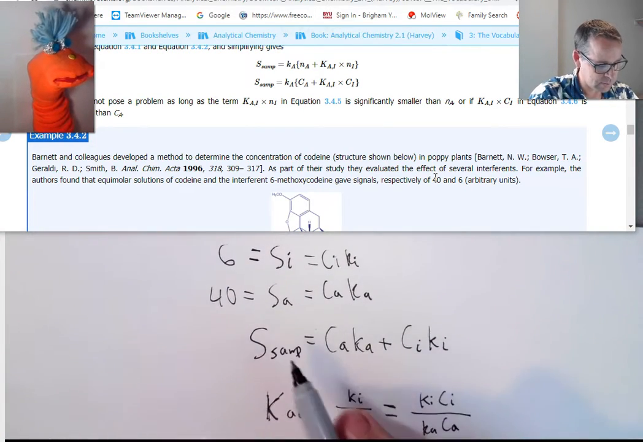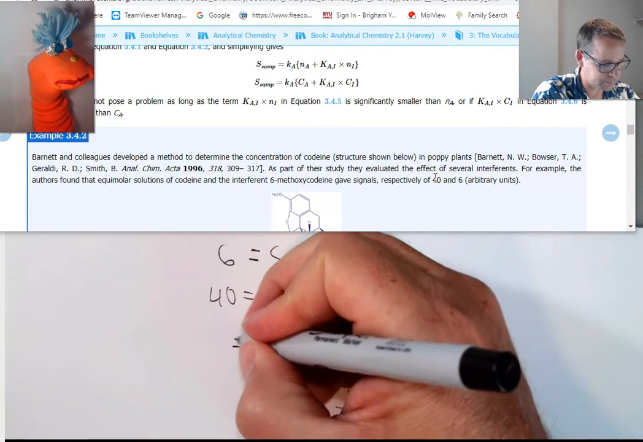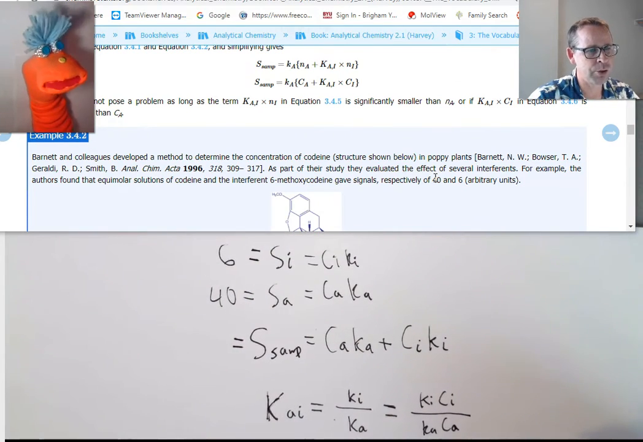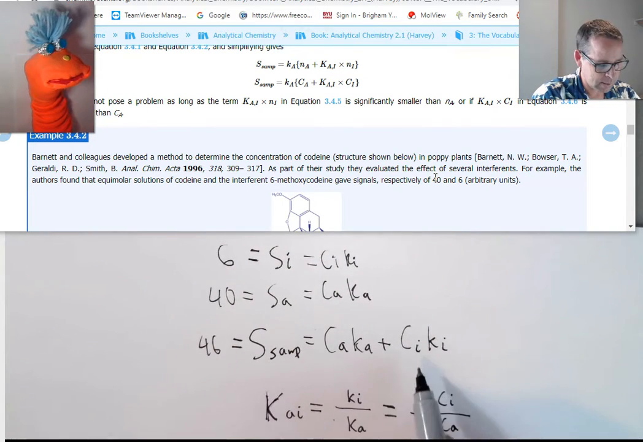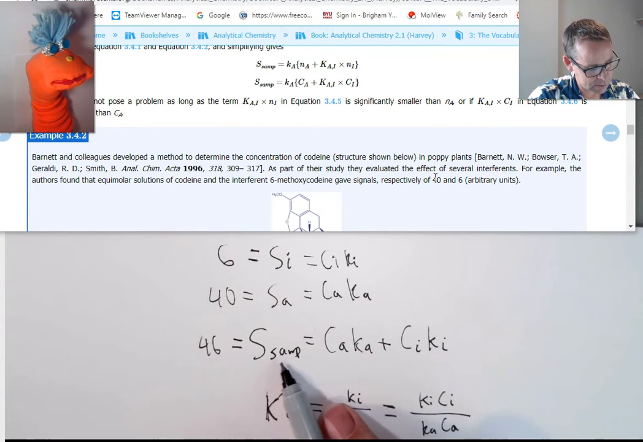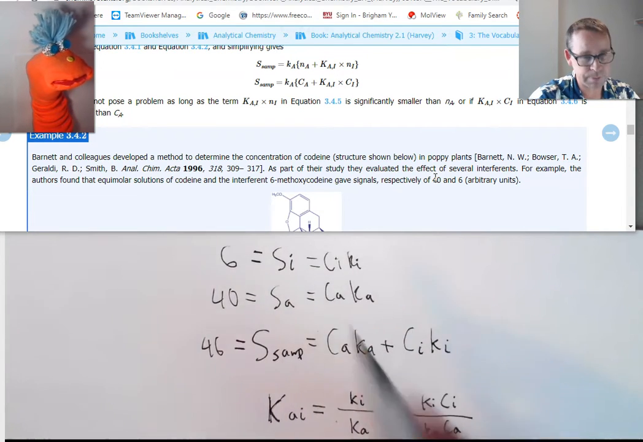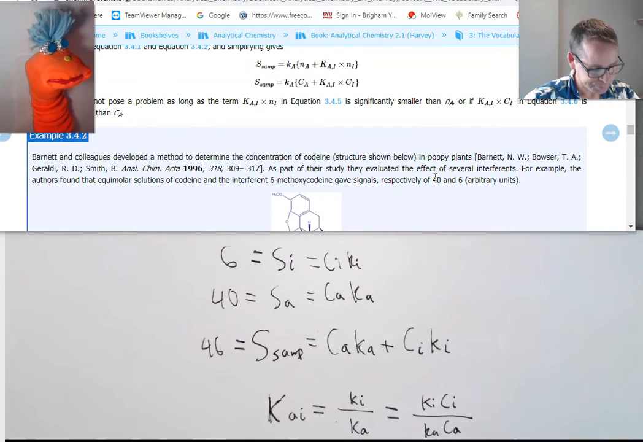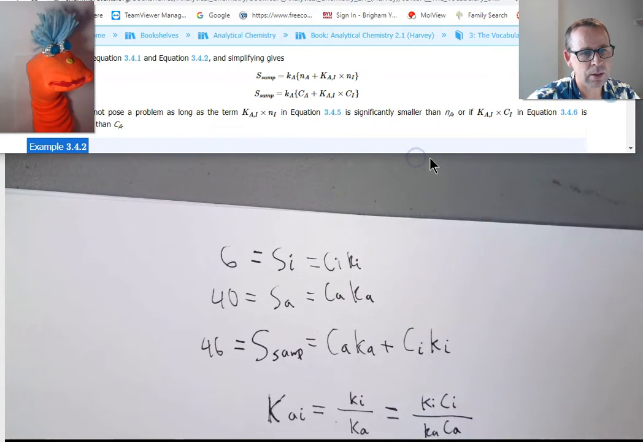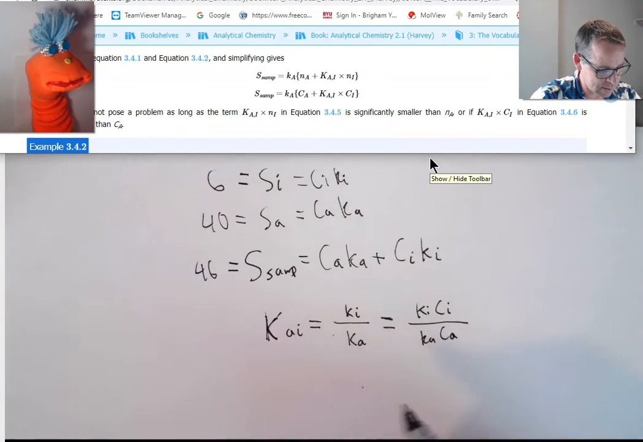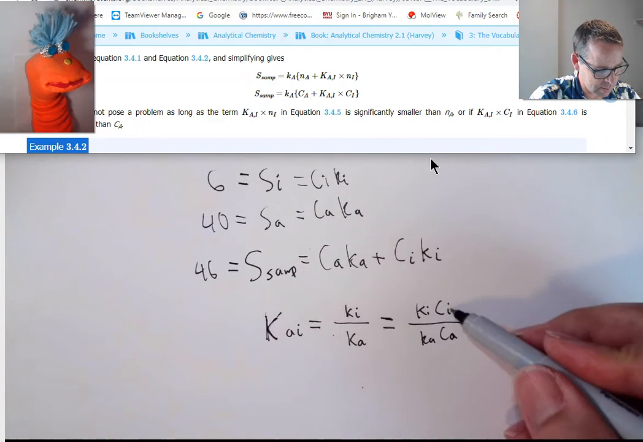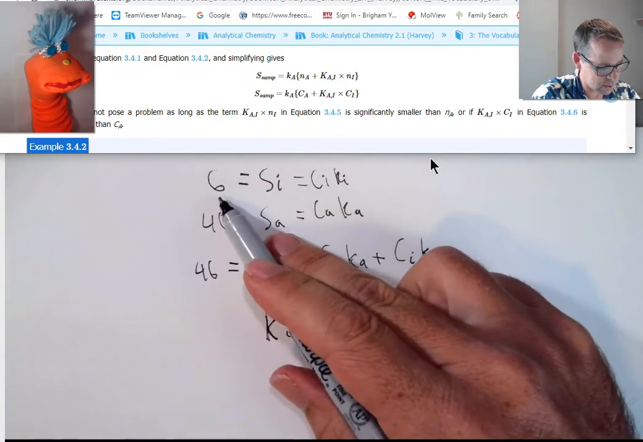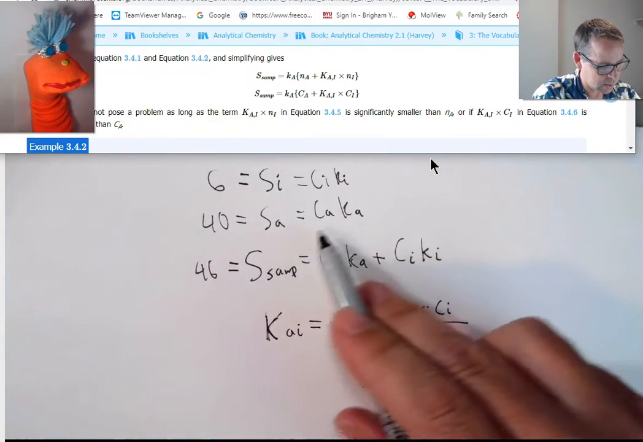So, together, right, what is this going to equal? That's 46. That's right, 46, because this is the signal for our analyte, this is the signal for the interferent, and the signal of the sample is the combination of these, right? Okay, good. So, let's give ourselves a little extra space there. Well, what we can see is, essentially, for this, K_I C_I equals 6, and this, K_A C_A, equals 40.